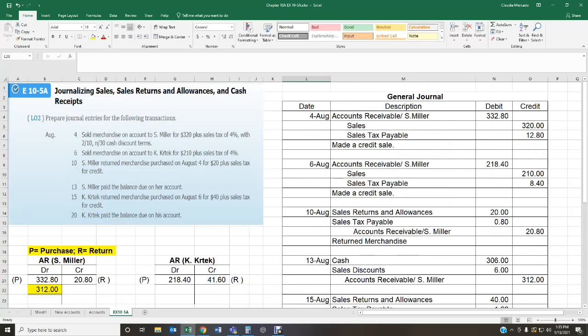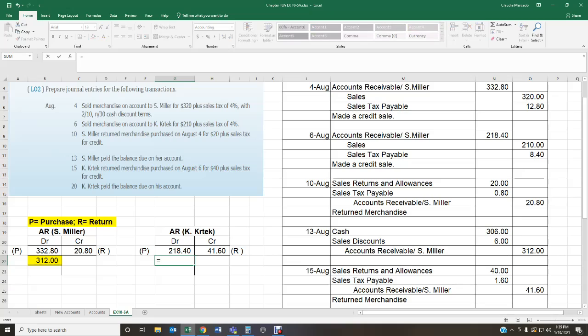On the 20th, Curtec paid the balance due. Well, how much does Curtec owe us? Well, they purchased 218.40 and then they returned 41.60. So let me see what that gives us. Okay, so that means that Curtec owes me 176.80. It's very important that these T accounts help us understand what is owed. We purchased 218.40, we returned 41.60, so that means they owe 176.80.